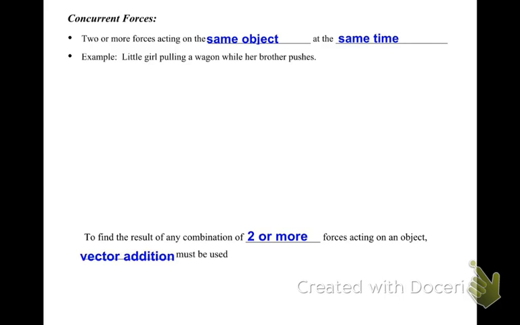So we've got a little girl. Here is where you're going to love my drawing. Here's our wagon, woohoo, with a little handlebar. The little girl is pulling a wagon while her brother pushes. So here's the little girl. She's going to be pulling the wagon in this direction, so our force of pull. And here's her little brother being oh so helpful, so our force of push. So both of those forces are acting on the object, the wagon, at the same time.